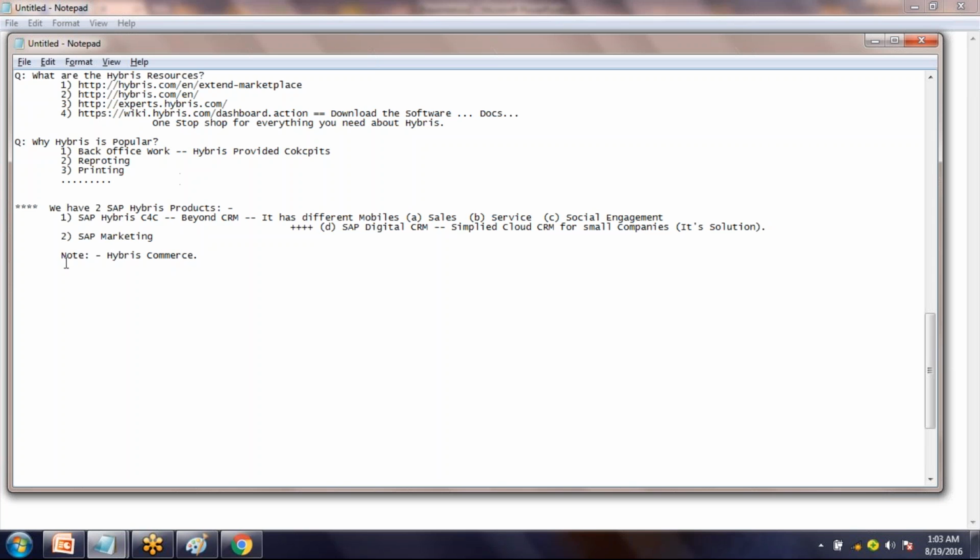If you look here, we already understand what Hybris Commerce is. Along with Hybris Commerce, Hybris also has other products. The first one is Cloud for Customer. It's more than CRM or beyond CRM. It has different modules like the sales module, service module, social engagements, and it also has SAP Digital CRM for smaller companies.